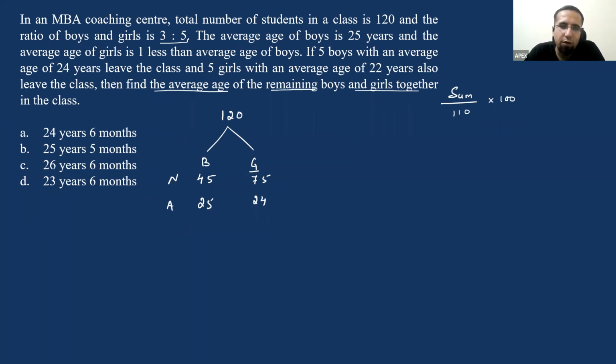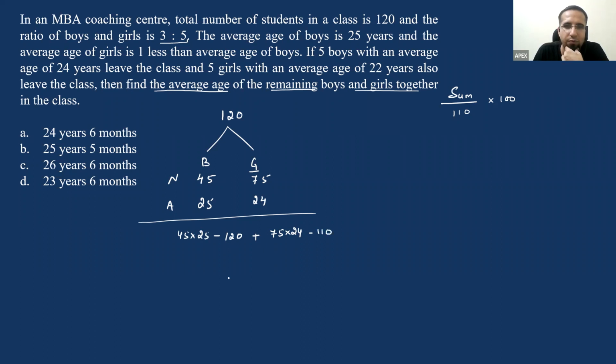Clear? Right? Now, if you want to go ahead with calculation intensive, I know that the sum total here is 45 into 25 minus 5 people of 24 left, that is 120, plus this becomes 75 into 24 and 5 girls with an average of 22 left, that is 110. Clear? Divided by 110 into 100 should be your direct answer here.